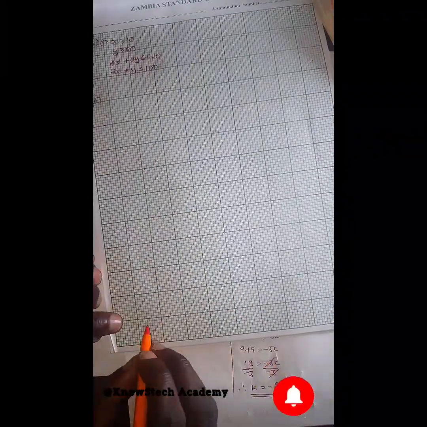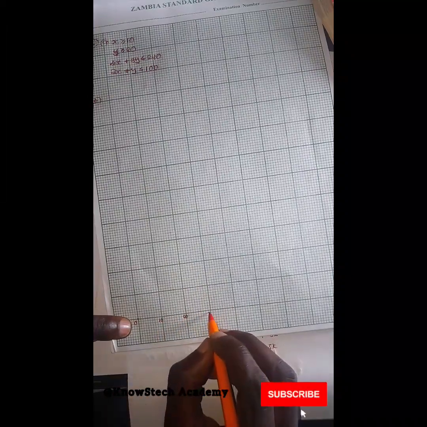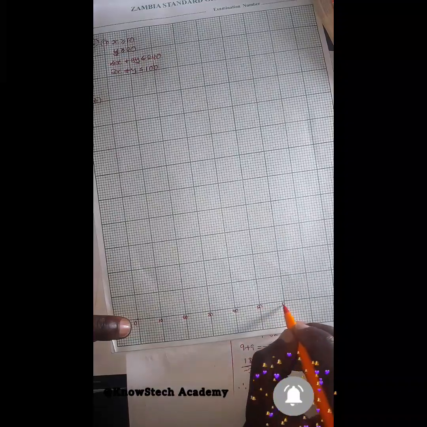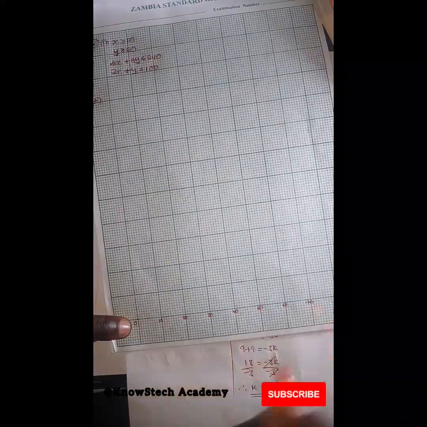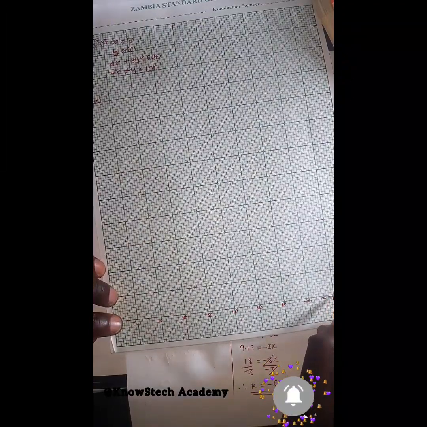So let's start from here, this point. So we have 0. Since we were asked to use 2 to represent 10 on both axes, this will be 0, this will be 10, 20, 30, 40, 50, 60, 70. All right? And this is the x-axis.